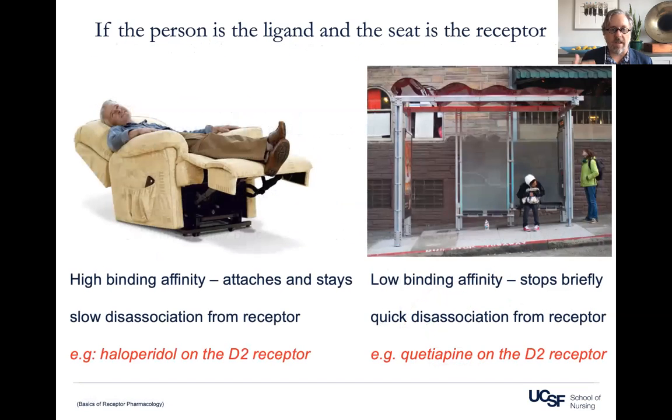A way of thinking about this is the difference between a Lazy Boy chair and those lousy bus stop seats. Something that has a low Ki comes there, settles in, and it's not leaving, right? It's not ready to get off that receptor if that receptor is the chair. Whereas something with a low binding affinity or high Ki just makes a quick drive-by, sits down for a minute, the bus comes, it gets back up, and it leaves.